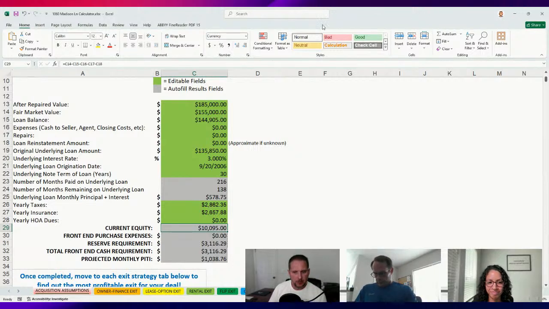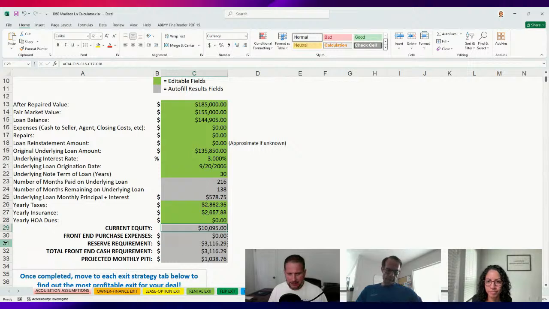Okay, all right. So we've got all of our assumed acquisition costs here. We've got everything plugged in. Anything that you see in gray on this calculator is auto-filled, so there are automatic calculations going in there.